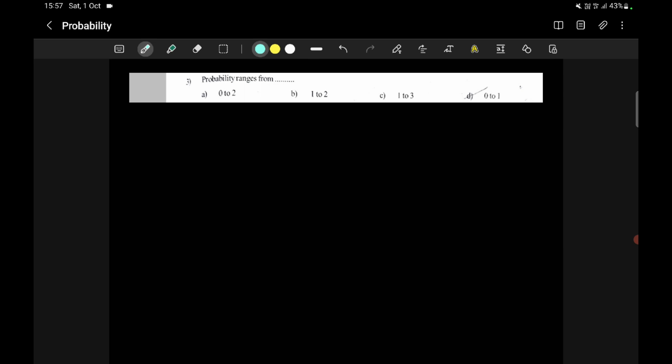Let's go to the next question. Probability ranges from 0 to 1. This is also a direct question. You can just mark 0 to 1 and you will get 1 mark.